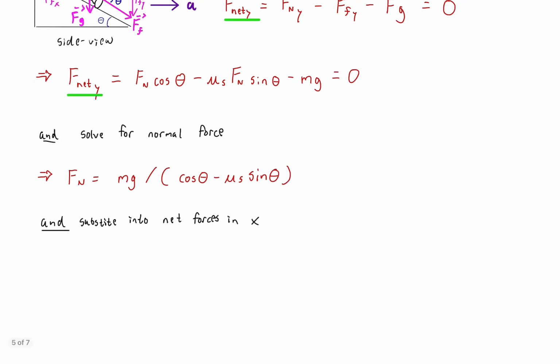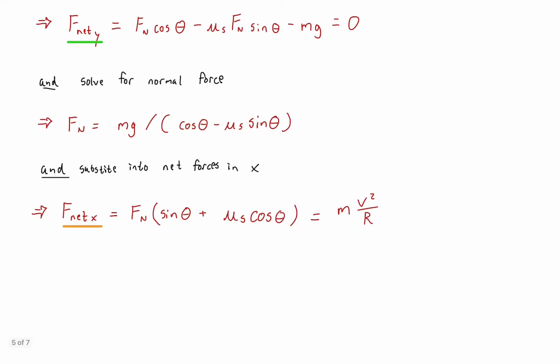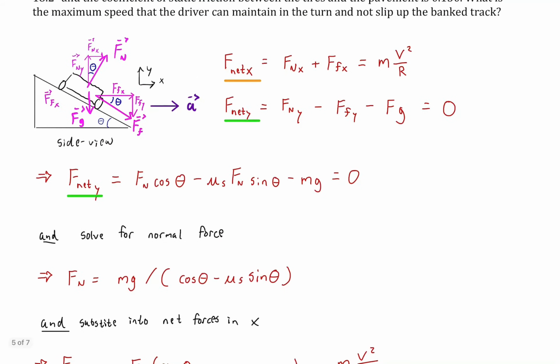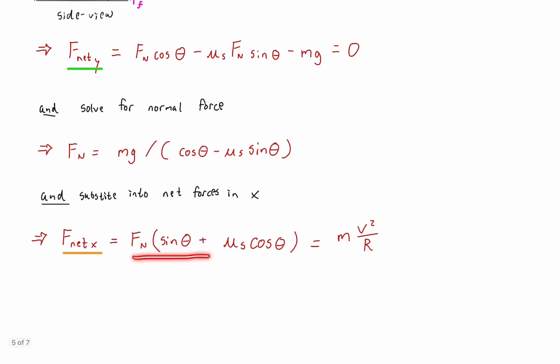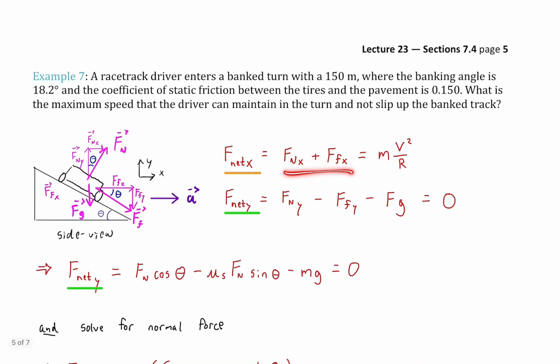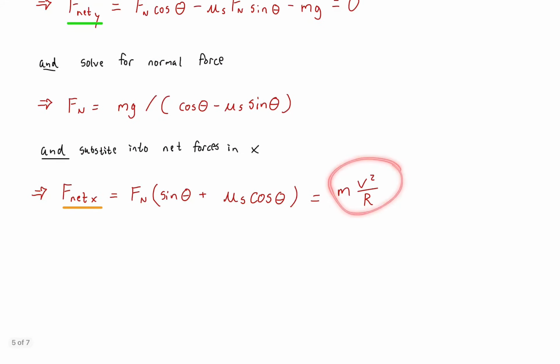So we substitute into the net forces in x. All right, so that's our orange equation. So what does that look like? Well, the first thing I'm going to do is rewrite the forces in x by noting that this is Fn sine theta, look at the triangle, plus mu s Fn, and the x component would be cosine theta. That's the whole left-hand side. So if I factor out the Fn, then it just looks like this. I haven't actually substituted it in yet, I've just factored out the Fn from those two terms, okay? And that's equal to mass times centripetal acceleration.